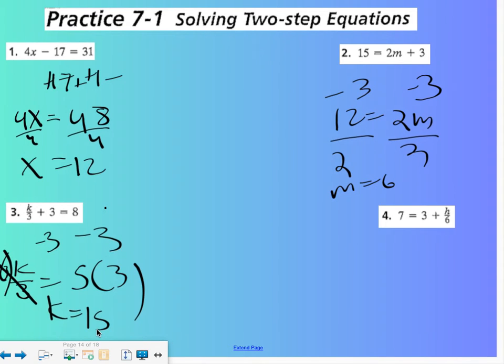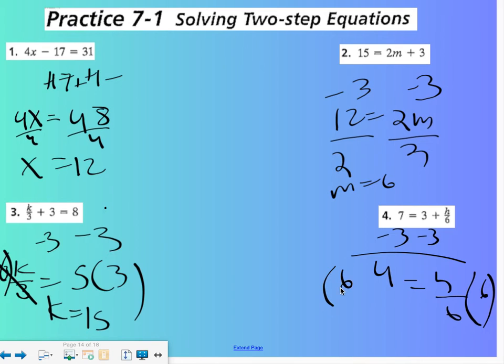And number 4, we want h by itself, so we subtract 3 from both sides. And we get 4 equals h over 6. How do we solve for h? Multiply both sides by 6, and you get h equals 24.